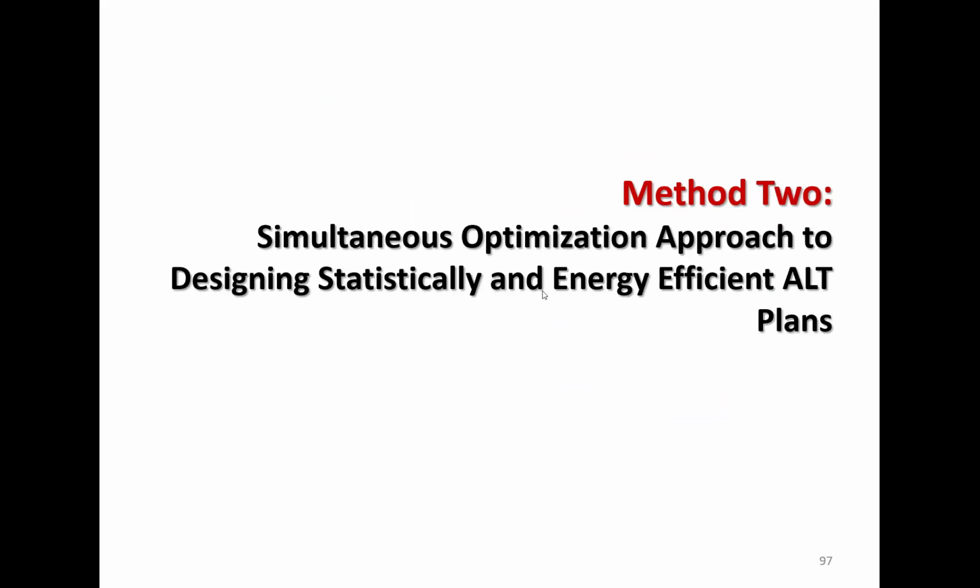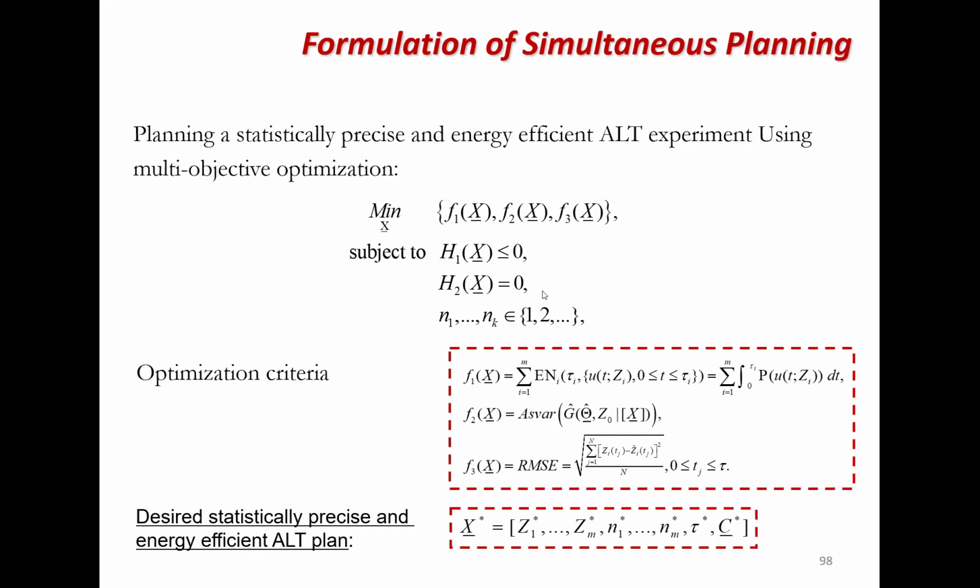The second method, I will quickly go through this simultaneous optimization approach to designing a statistically and energy efficient ALT plan. So instead of considering optimization in two steps, we solve the optimization problem in one step. Of course, when we do this, we need to simulate the energy consumption and the stress, how the equipment responds to the control signal. In this case, we consider even more. We want to consider not just energy consumption. We also want to minimize the asymptotic variance of the reliability estimate so that we can get a more precise reliability estimate.